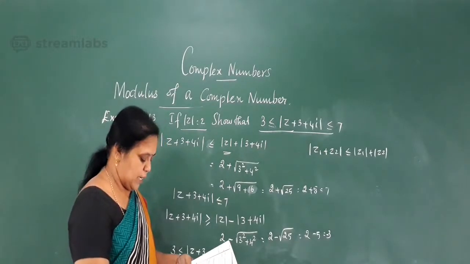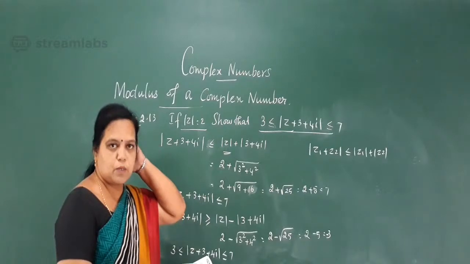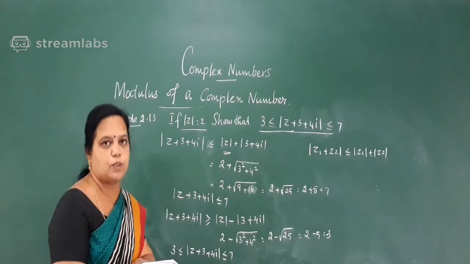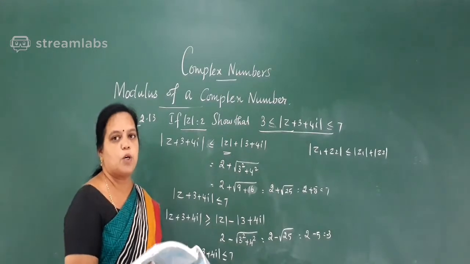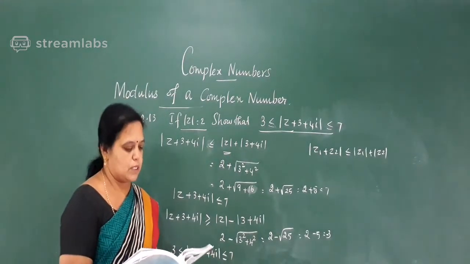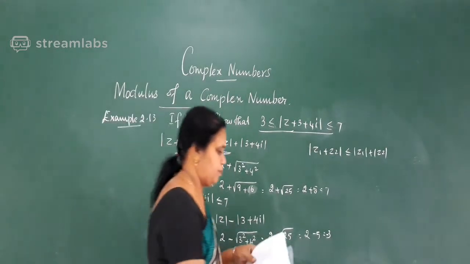To find the lower and upper bound, we have to use the formula: modulus z1 minus modulus z2 is less than or equal to modulus z1 plus z2, which is less than or equal to modulus z1 plus modulus z2. Now we are going to see example 2.14.